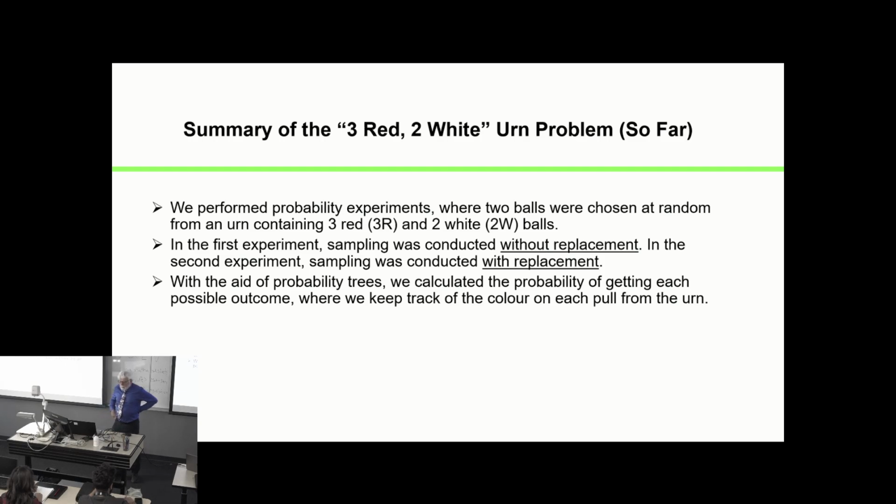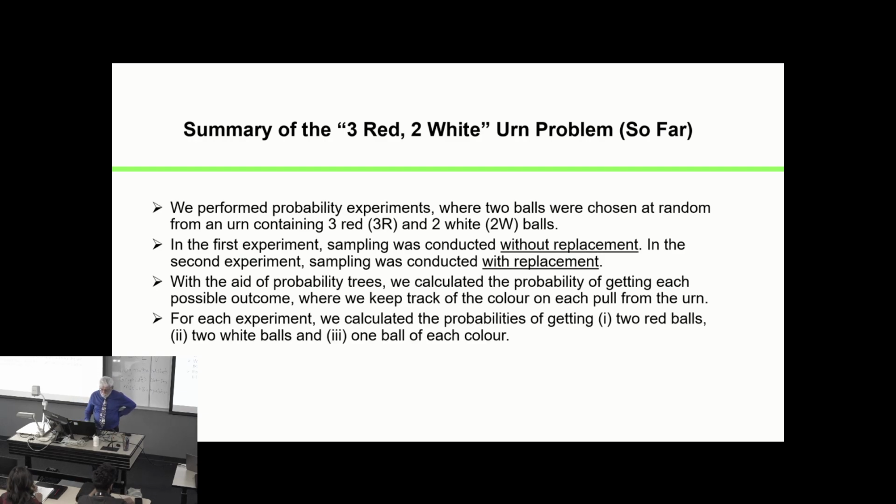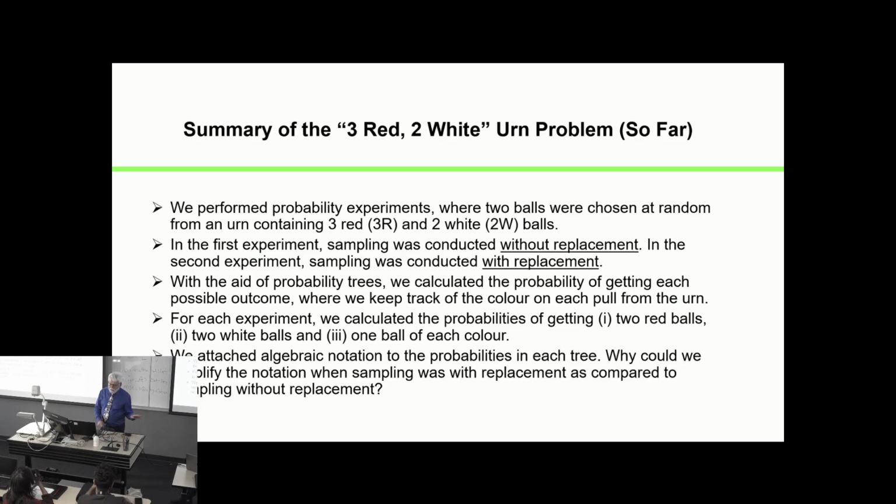And with the aid of probability trees, we calculated the probability of getting each possible outcome, where we kept track of the color on each pull from the urn. And for each experiment, we calculated the probabilities of getting 2 red balls, 2 white balls, and 1 ball of each color, of which the 1 ball of each color, we recognized that it could have been red on the first, white on the second, or white on the first, red on the second. We had to combine those 2 possible ways of getting 1 red and 1 white to answer the question, 1 ball of each color. And we attached algebraic notation to the probabilities in each tree.